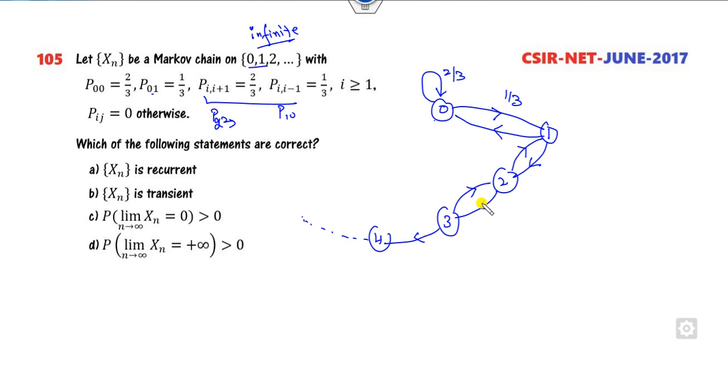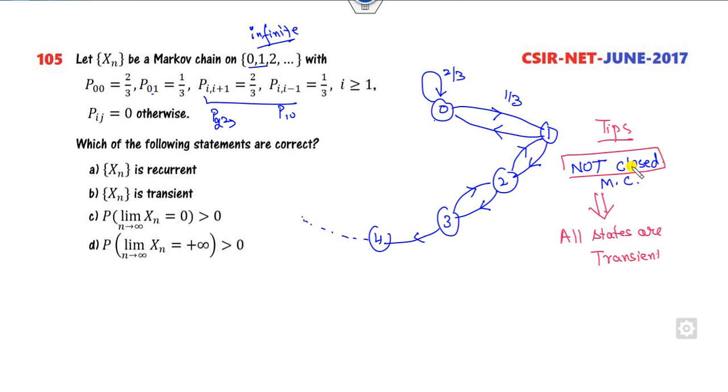What does it mean? The chain is not closed. It is not a closed Markov chain. So once it is not a closed Markov chain, it means all these states are transient. Remember, this is the shortcut tip for you. When the Markov chain is not finite and not closed, because you are unable to close the Markov chain, all the states are transient. So Xn is recurrent, cancel. All the states are transient, it means the Markov chain is transient. Fine. So Xn, that the states are transient, is the correct option.